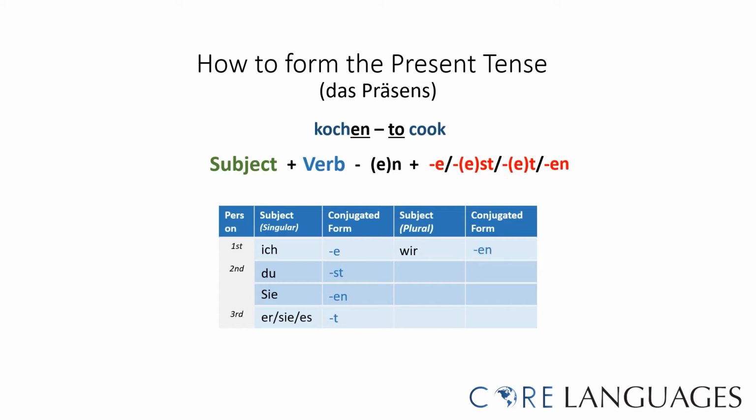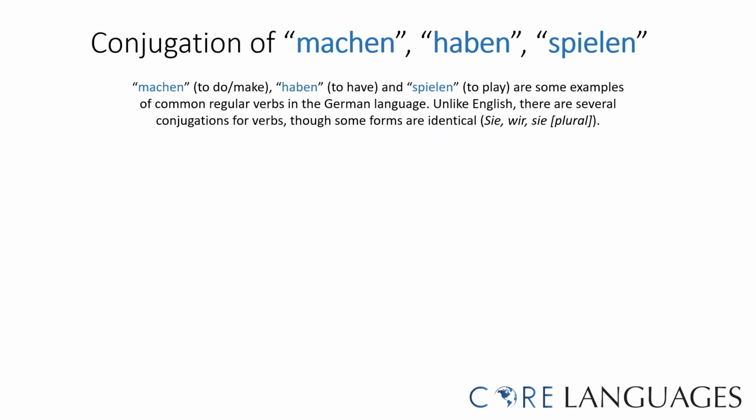Wir has the verb ending en. Ihr has the verb ending t. Sie, or formal you plural, has the verb ending en. And sie, they, has the verb ending en. Here's the conjugation of the verbs machen, to do or to make, haben, to have, and spielen, to play. Unlike English, there are several conjugations for verbs, though some verbs are identical. For example, Sie, wir, and plural sie have the same verb endings.